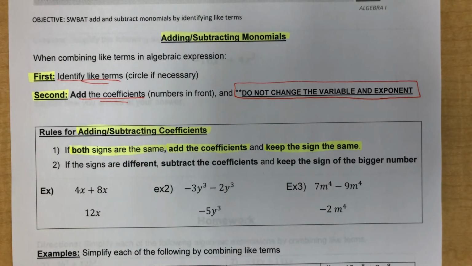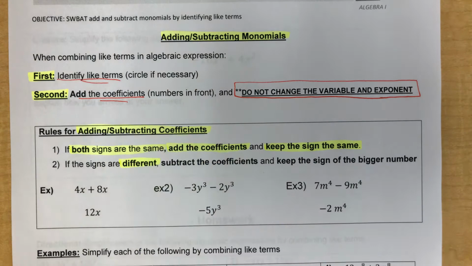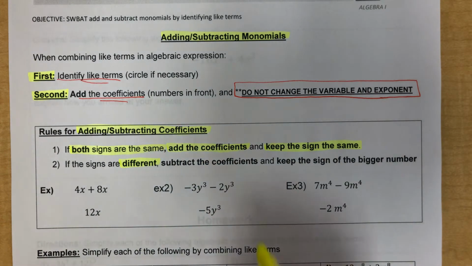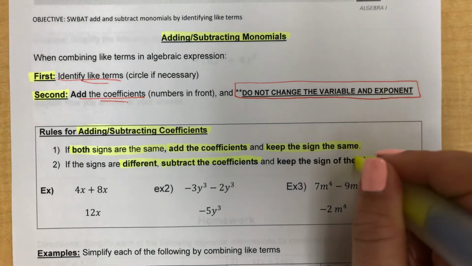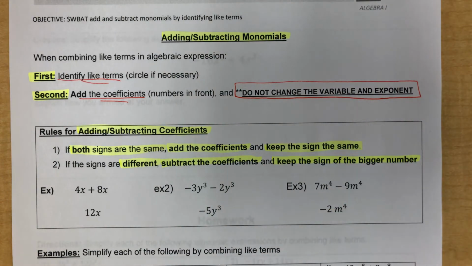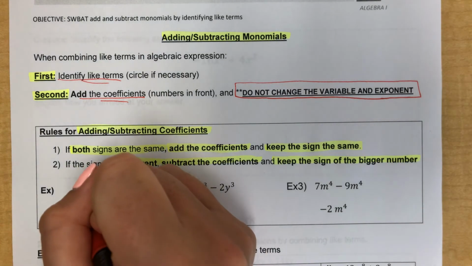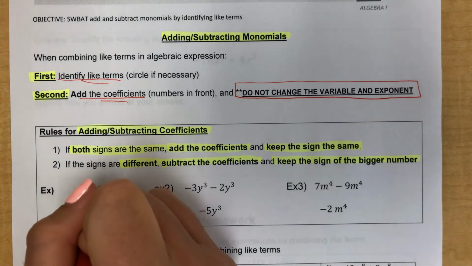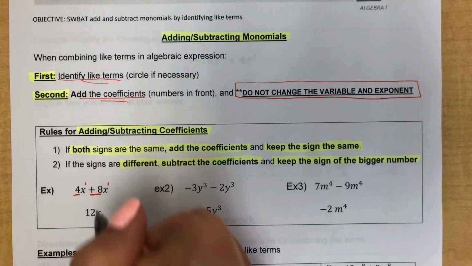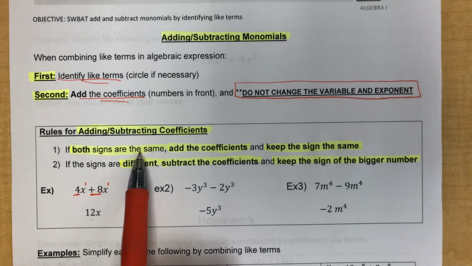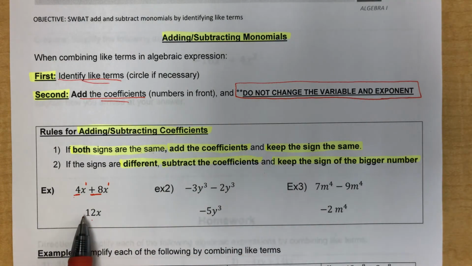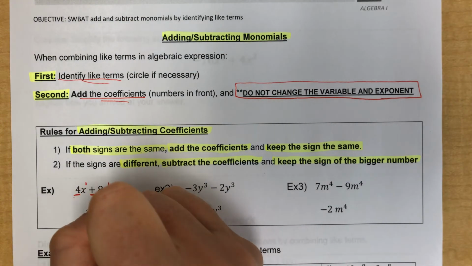Number 2, if the signs are different, so let's say I have a positive coefficient on one and a negative coefficient on another, instead, you're going to subtract those numbers, and then you're going to keep the sign of the bigger number. If we look at these examples, I can see here that these are like terms. They both have x to the first. So I'm going to look at the coefficient in front, which is 4 and positive 8. Well, 4 plus 8 is 12. Same sign, I add and keep the sign. So it's a positive 12, x to the first.